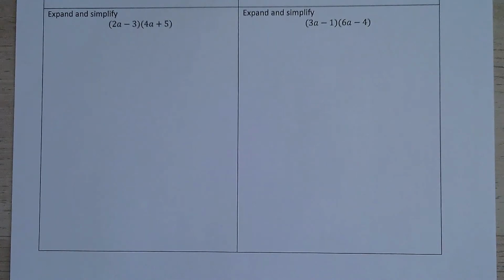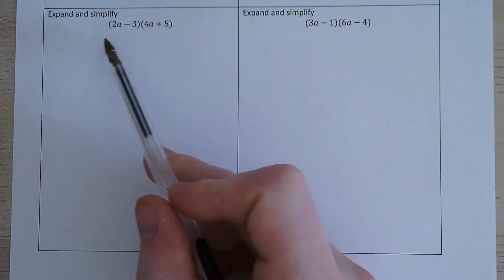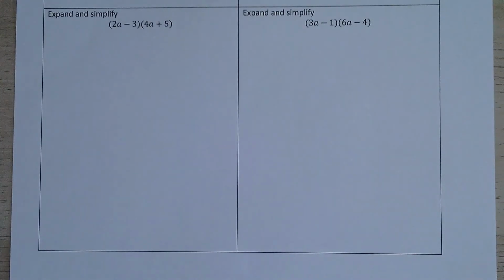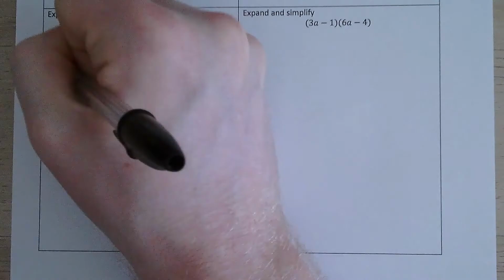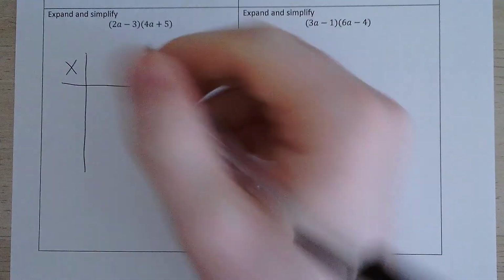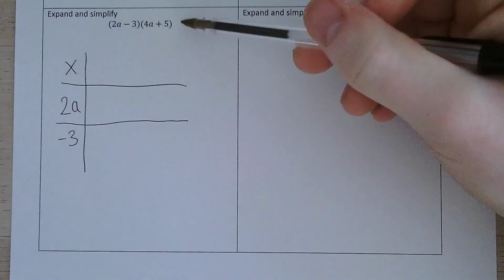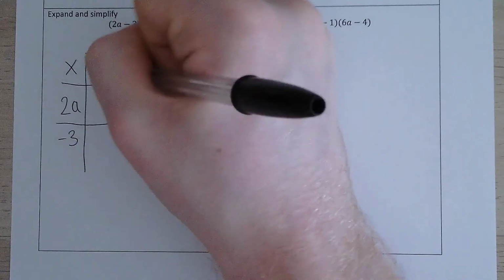On to question 3 now. This question will be slightly more difficult as we now have numbers in front of a as the first terms of each bracket. This doesn't change our expanding method at all, it just means our multiplying will be slightly more difficult when we get to it, but hopefully we'll be well prepared for that by now. Again, we draw out our grid method, 2a and minus 3 down the left hand side, and across the top 4a plus 5.